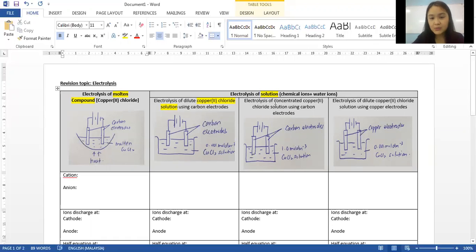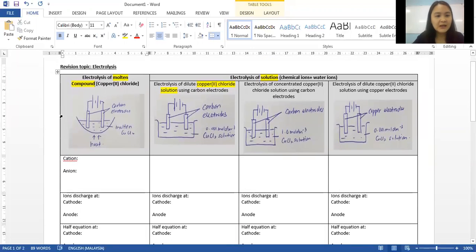But if you have a solution, means your chemical has been dissolved in water. So therefore, in a solution, you will have the chemical ions, in this case, copper 2 ion, chloride ion, as well as the ions derived from the water, for example, hydrogen ion and hydroxide ion. Okay, so we're going to look into the electrolysis of this given substance one by one. First thing we will start off with electrolysis of molten compound.